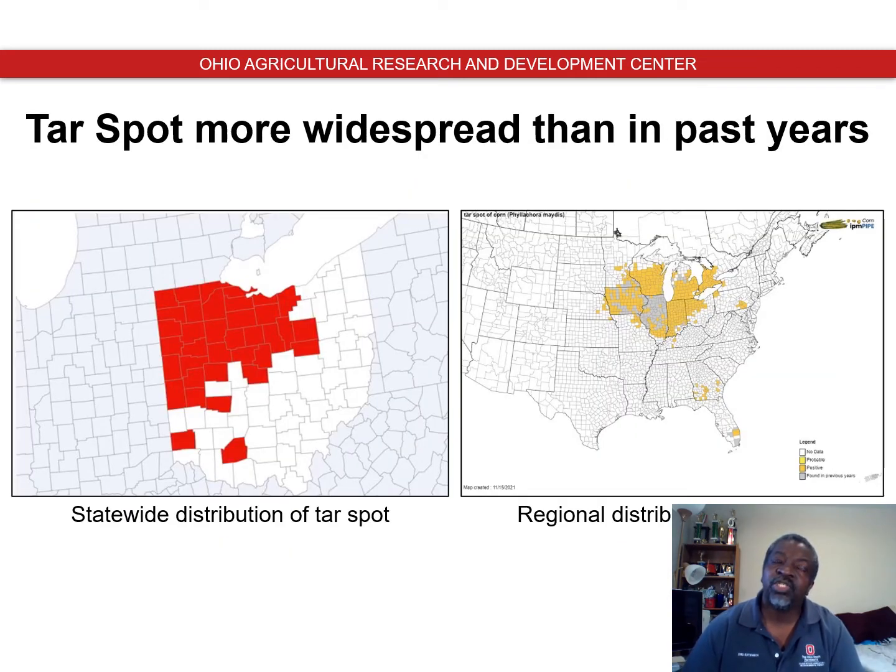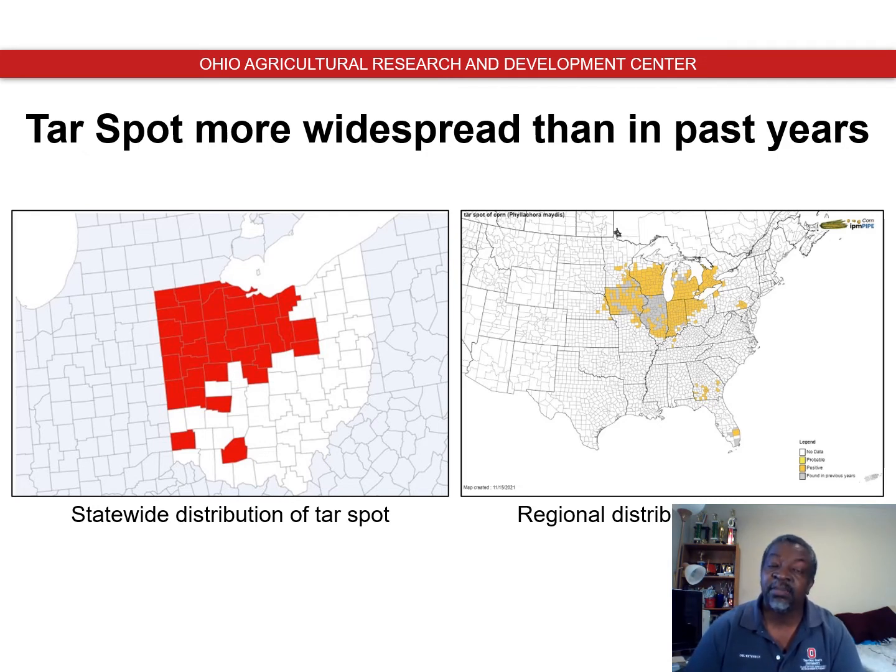In Ohio, tar spot showed up for the first time in 2018. It remained restricted to counties in the northwest corner of our state for about 4 years. But then in 2021, we saw tar spot spreading eastwards and southwards. So we had more counties affected by tar spot in the state in 2021 than we had previously. Based on my counts, we had more than 30 different counties reporting the presence of tar spot.